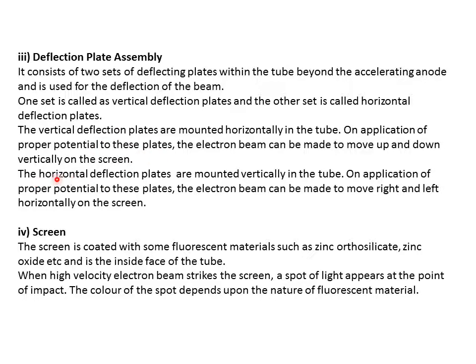Now, we will see how the horizontal deflection plates act. They are mounted vertically in the tube. On application of proper potential, positive and negative, the electron beam can be made to move right and left horizontally on the screen. The next is the screen. The screen is coated with some fluorescent material such as zinc orthosilicate, zinc oxide, etc., on the inside face of the tube. When the high velocity electron beam strikes the screen, a spot of light appears at the point of impact. The color of this spot depends upon the nature of the fluorescent material.